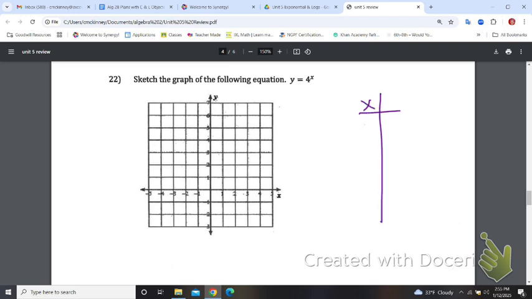You will create a table using x is -2 to +2, sorry. So you'll have 5 points, and then you're going to sketch those, put those points on the graph if they fit. One of them is actually, in this case, not going to fit. So 4 to the -2nd is 1/16.